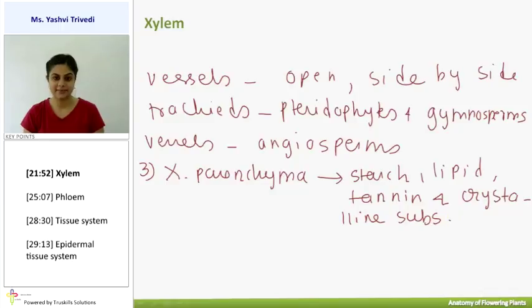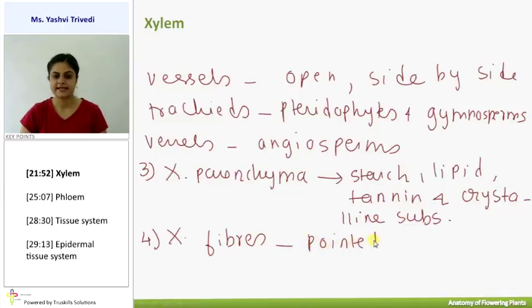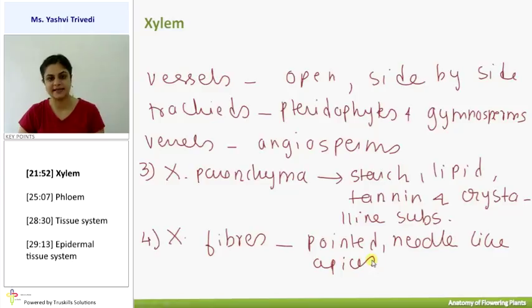That is all about xylem parenchyma. Fourth is xylem fibers. Xylem fibers are usually the sclerenchymatous fibers, what we have seen just before this. They will be pointed, as I said, with needle-like apices. Usually pointed on both the ends, and as it is fiber, it is mainly there for mechanical support. So this is all about xylem.